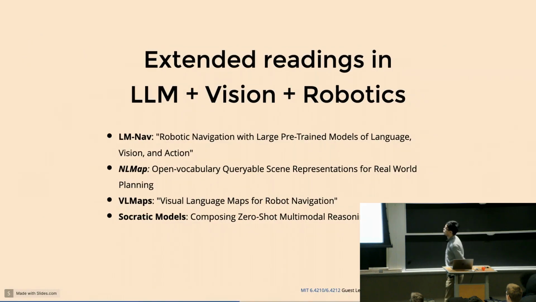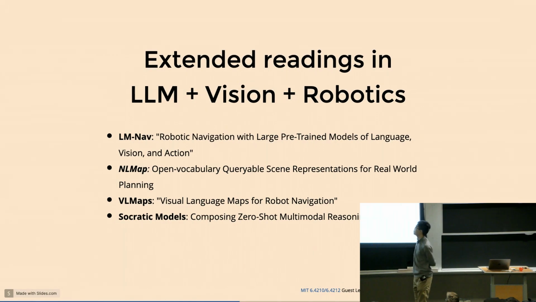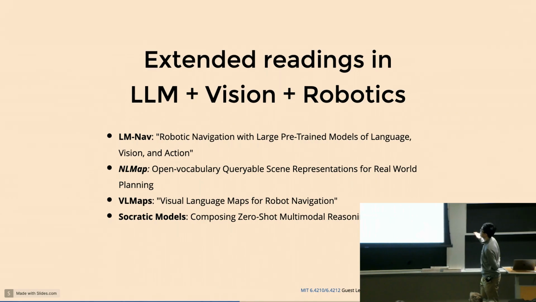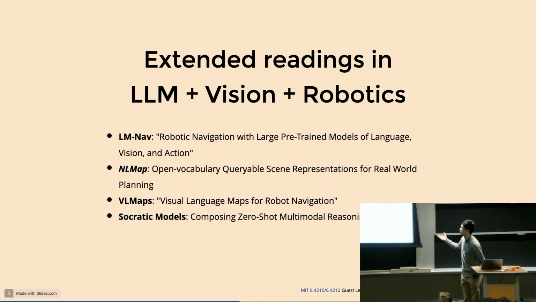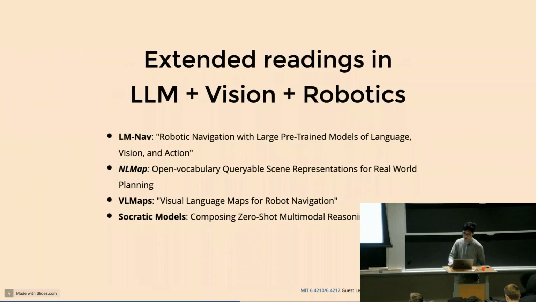So there are also a lot of other awesome concurrent works in this field, large language model plus vision plus robotics. LM-Nav came first in the summer. My paper came second in the domain of manipulation. Then there is VLMaps as a concurrent work. Yeah, these are all very interesting works back then.